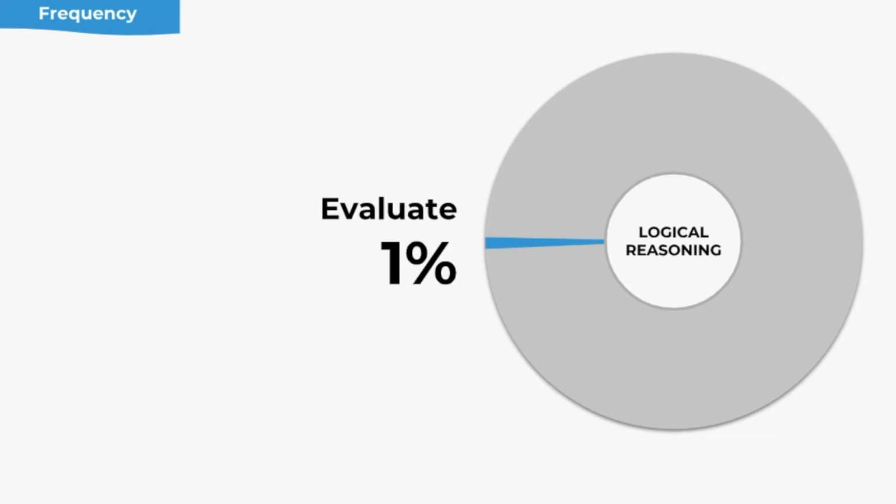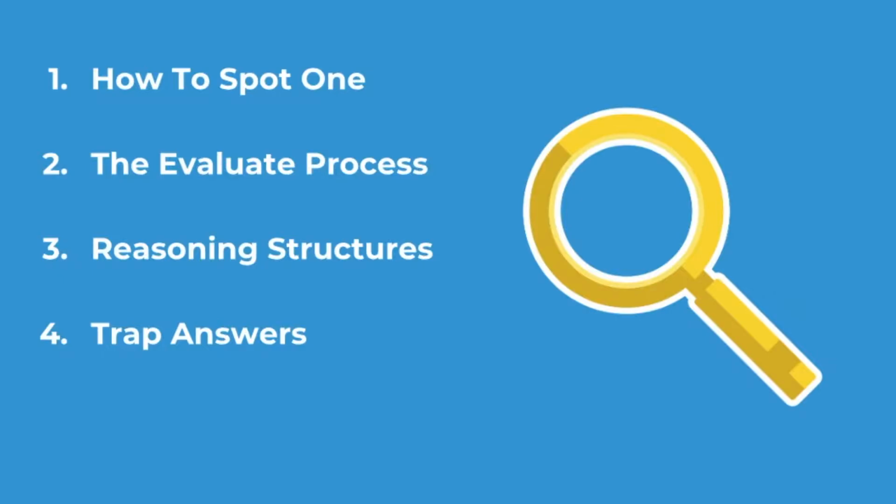It's not terribly difficult. It's very similar to either a strengthen question or a weaken question, but just that slight difference can catch people off guard. In this lesson, we want to cover how to spot an evaluate question, what the process is for approaching one, what the reasoning structures are that you should be aware of when you're working on one, and what the trap answer patterns are that you want to be on the lookout for as you're working through the answer choices.